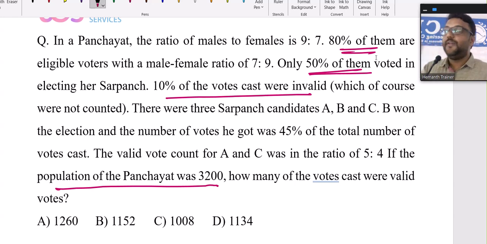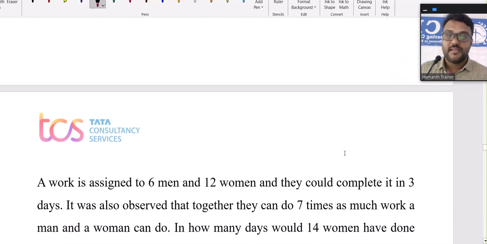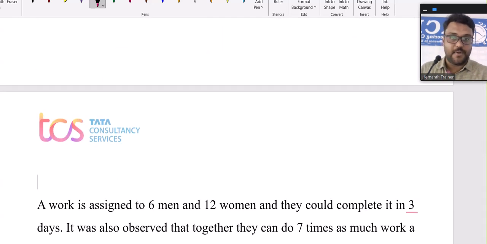And don't go for male and female, because they're not asking about male and female, they're asking only the total number of valid votes. Here people are taking the total among male and female 9:7: 9 plus 7 is 16, and 16 to become 3200 means multiply by 200. That's not required, because they're not asking how many males are valid or how many females are valid. So simply, total strength is 3200. Now see the approach, how to go ahead.